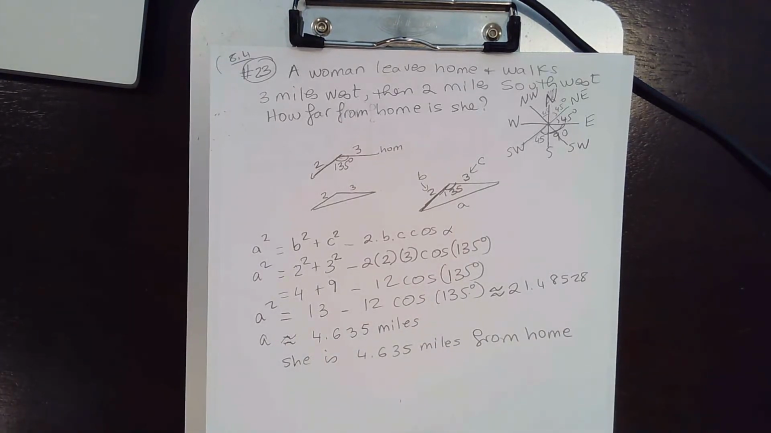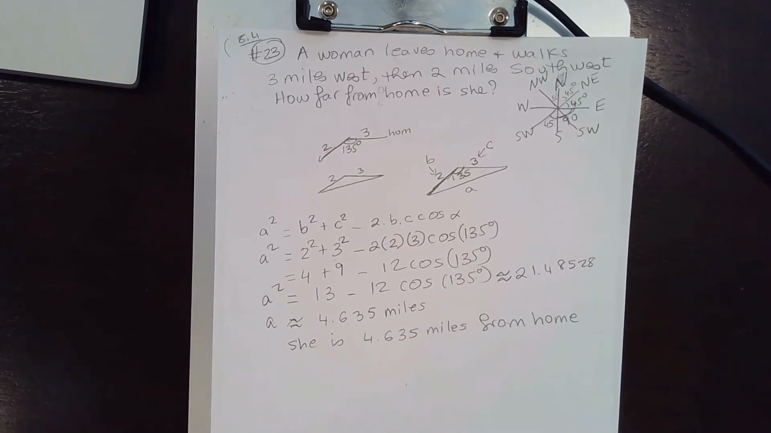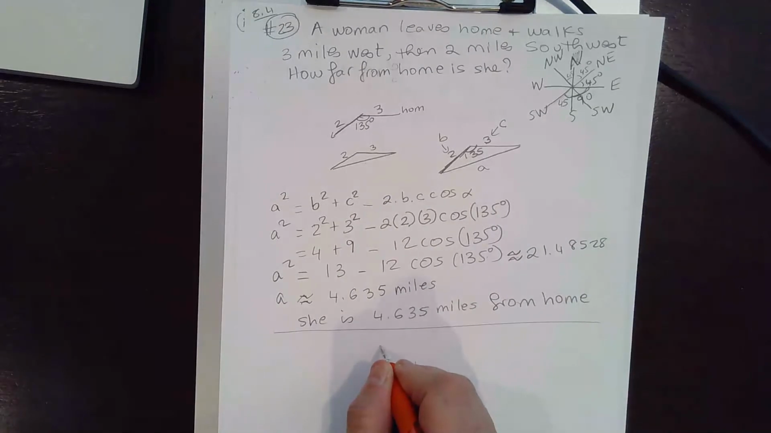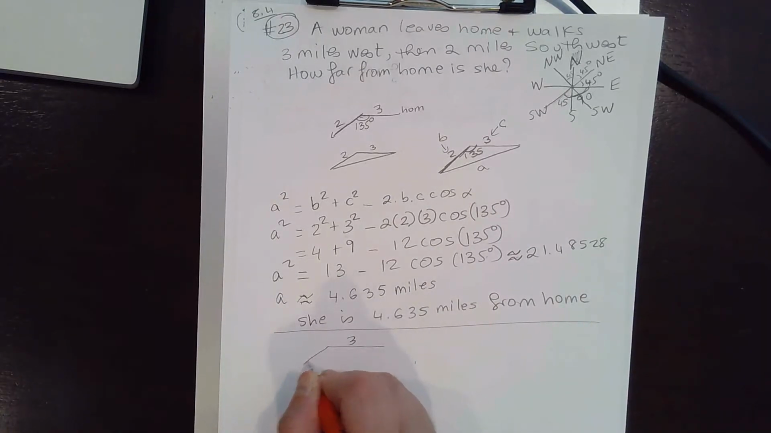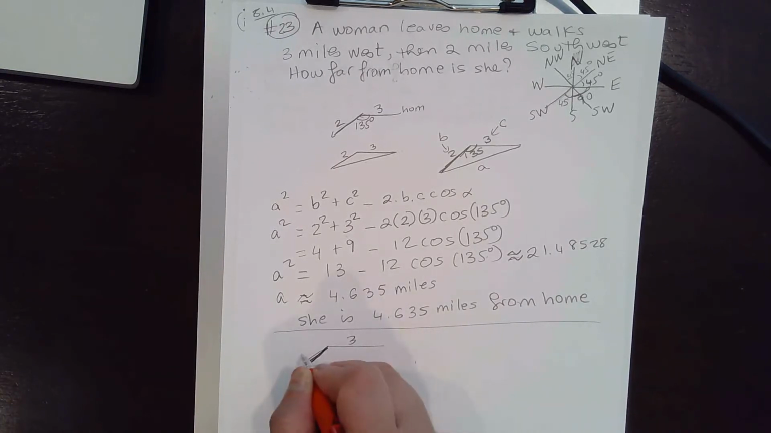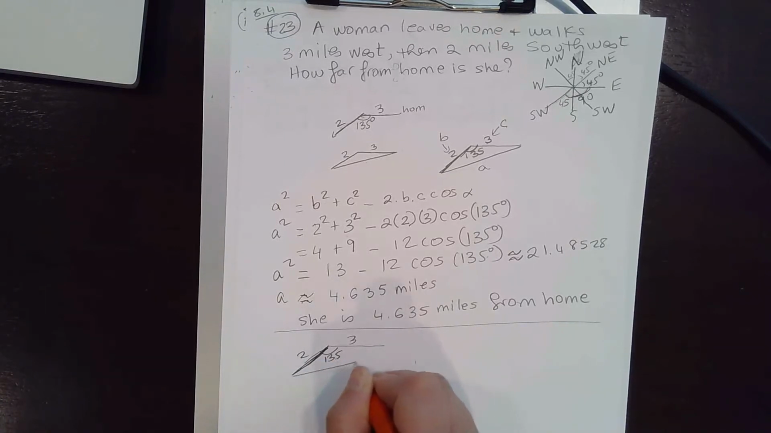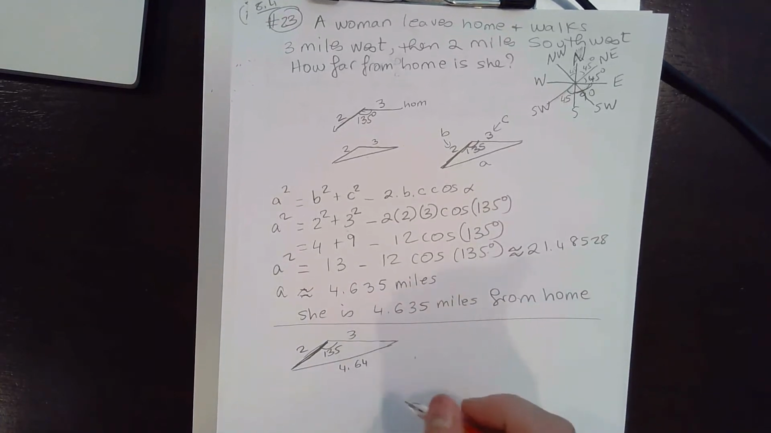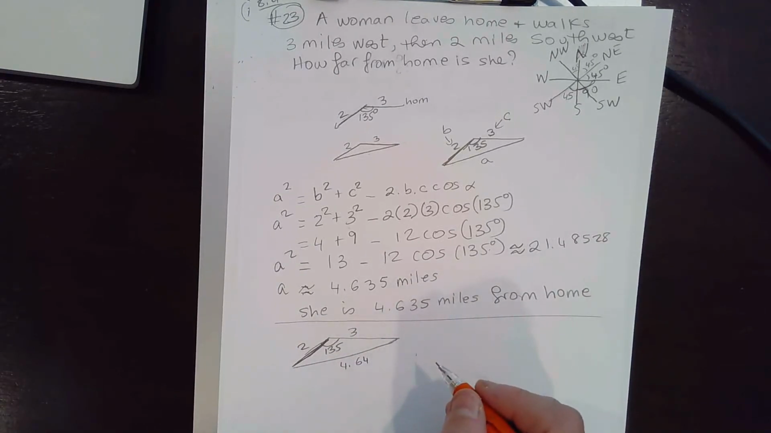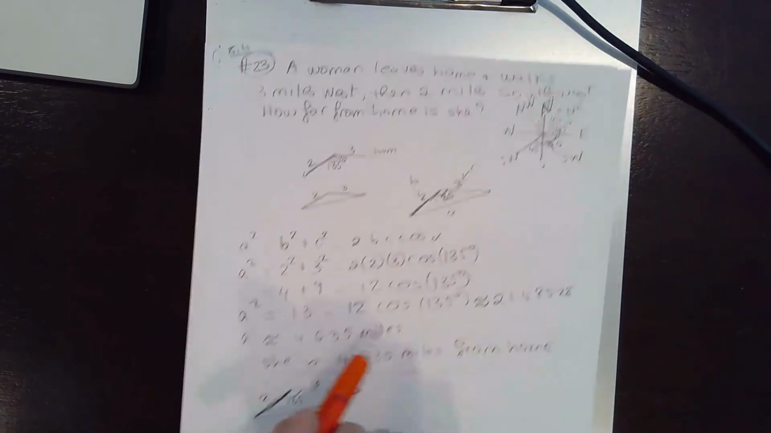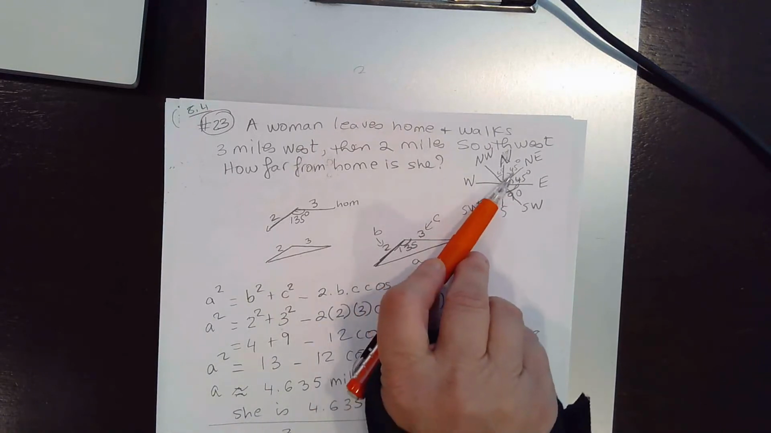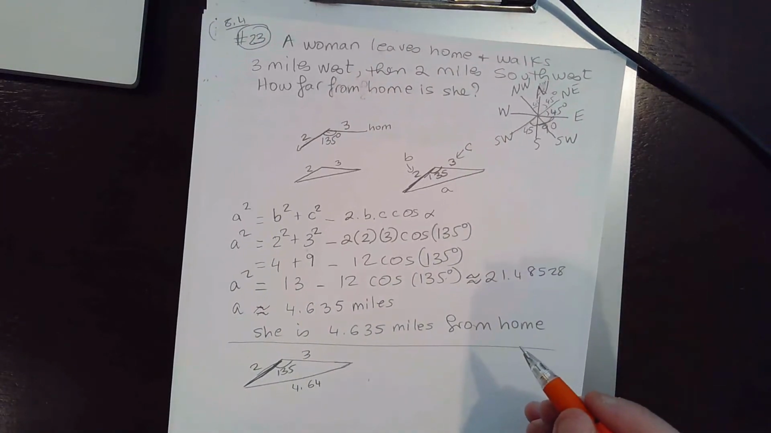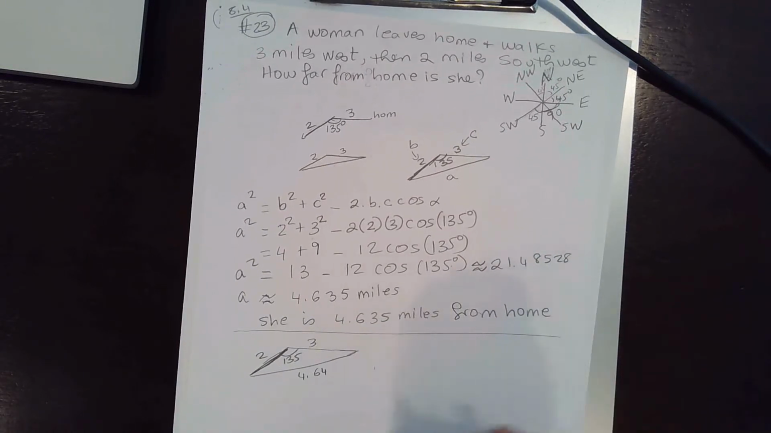Now the second question, it says, in what direction must she walk to head directly home? Okay, so this is the graph. Let me graph it again. So here we have 3. This is 2. This is 135. We just found this to be 4 point, you can round it to 4.64 miles. Now they want to know in what direction must she walk. So she's going to have to walk in this direction, north of east. But we need to find the angle. How many degrees from there? So we need to find this angle right here.